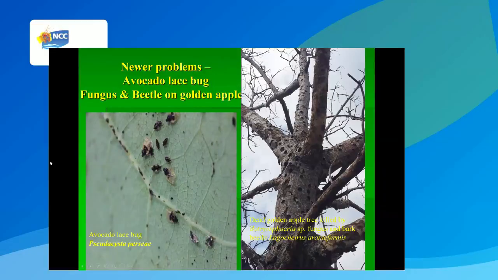But some of the newer problems that we have encountered are the avocado lace bug, which is shown on the left. And I get so many calls about this. It basically feeds on the leaves of your pear or avocado trees, causes parts of them to turn brown, or even the entire leaf can turn brown if the infestation is high. And in some cases, depending on the variety of pear that you're growing, you can get all the leaves dropping off and no fruit forming.